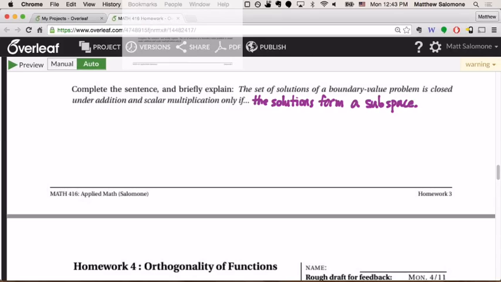So what I wrote on your paper, if you wrote that, is that you just gave me a circular definition, because the definition of a subspace is something that's closed under addition and scalar multiplication. So yes, it's a true statement, but it's a tautology, right? What I was actually looking for, and again, this is me playing revisionist history, is that I should add a couple more words in here. The set of solutions is closed under addition and scalar multiplication only if the boundary value problem, so I'm looking for you to say something about the boundary value problem, not the qualities of its solutions, but something about the original problem.